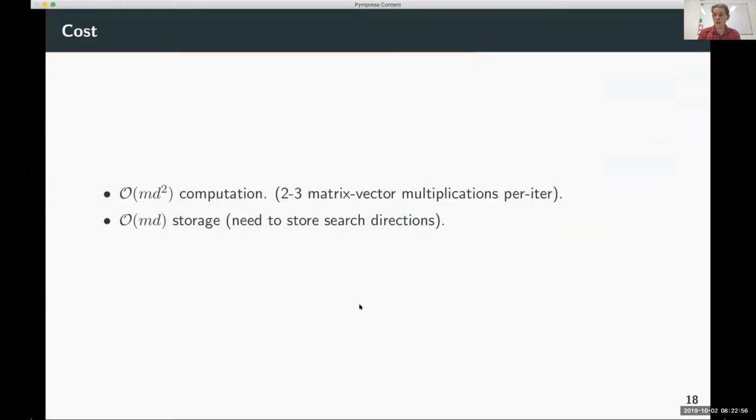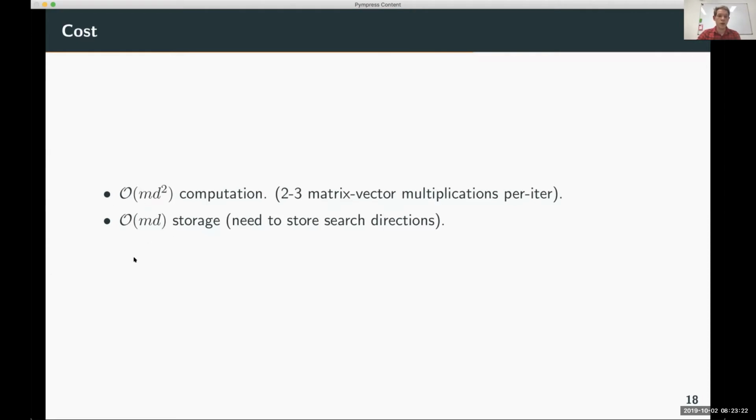So now let's look at the computational cost and in particular compare this to CG. So the cost in terms of CPU time is still order MD squared in computation, but that's just the computational order. And in fact, we need 2 to 3 matrix vector multiplications per iteration, depending on how the algorithm is implemented. Whereas in CG, you'll recall that we only required 1 matrix vector multiplication per iteration. So the cost is slightly higher.